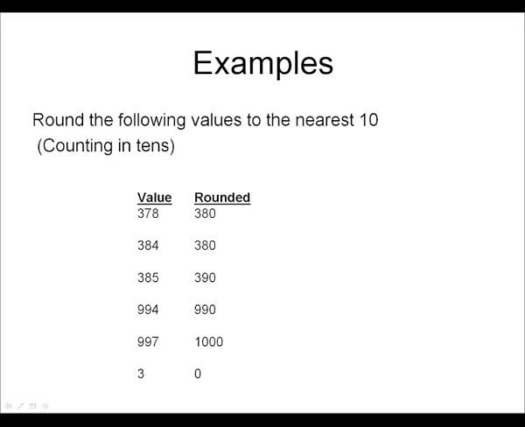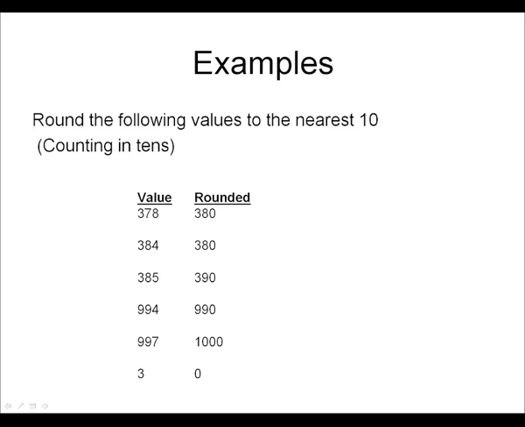And the last day we were looking at rounding values to the nearest 10, meaning we were counting in tens. So we were counting from 360, 370, 380, and we had a look at a couple of examples of what would happen to the numbers. So if we had a number like 378 and we were asked to round to the nearest 10, that's clearly 380. For 384 rounded to the nearest 10, that's also 380.